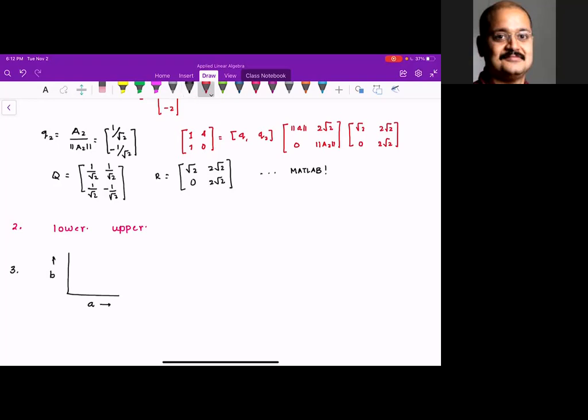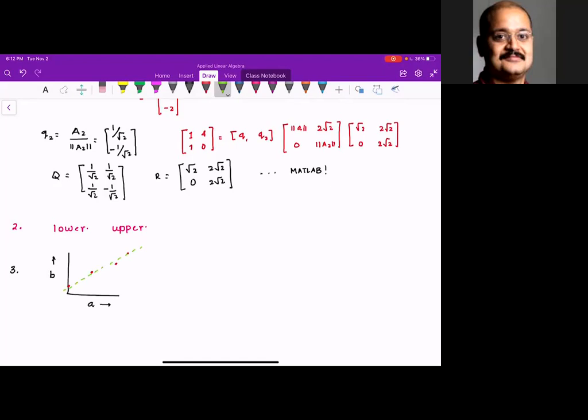Values of B and values of A. And these are the points. These are the points. So what do we want to find out? We want to find out the line that goes through this, right? We want to find out the line that goes through this.